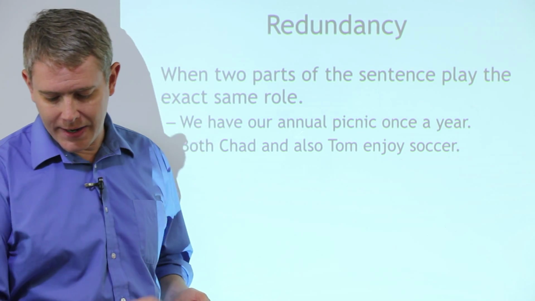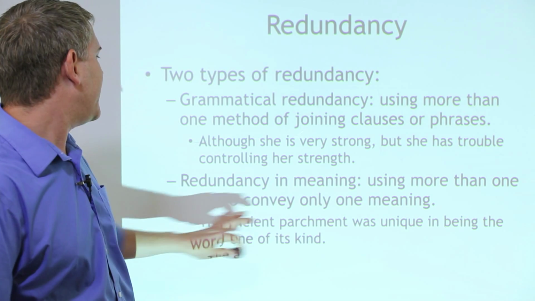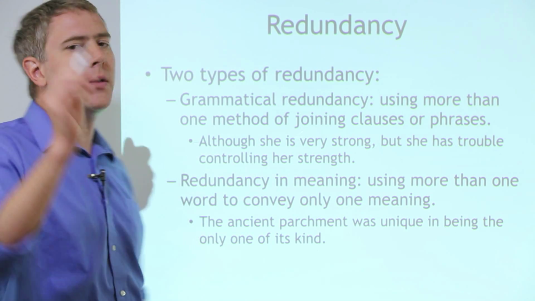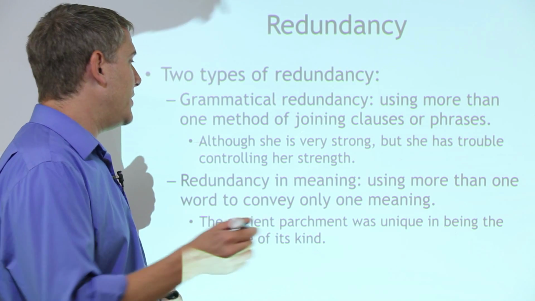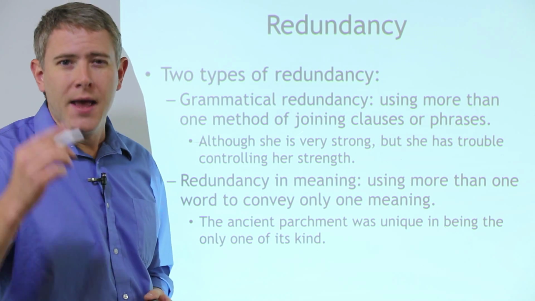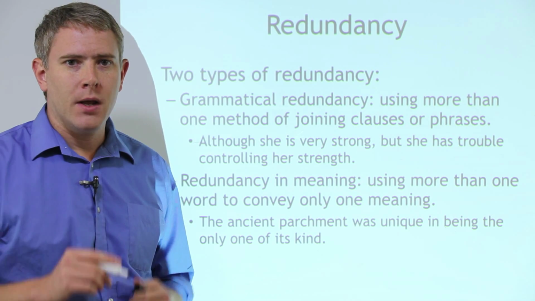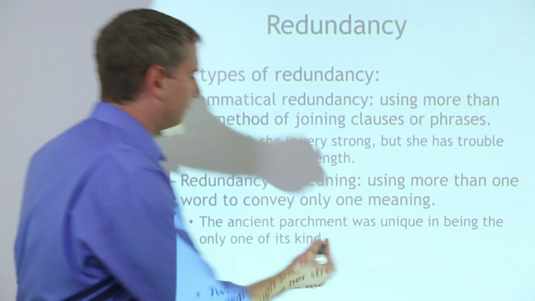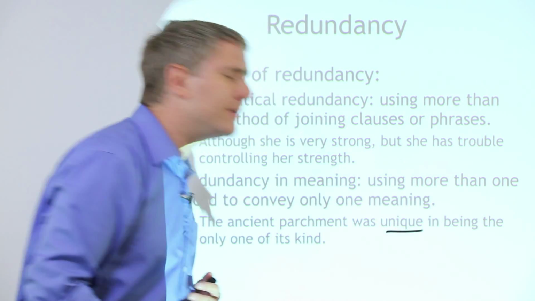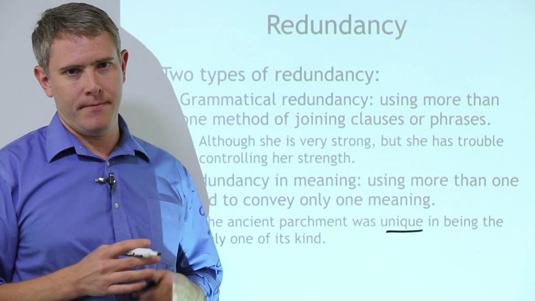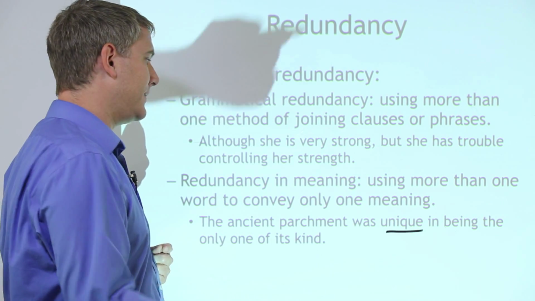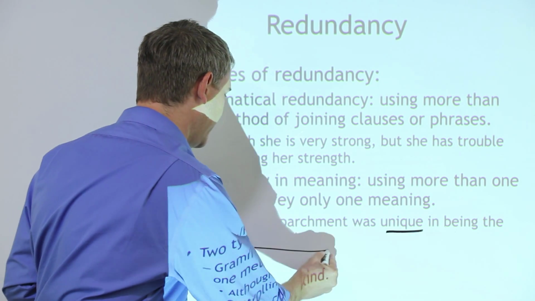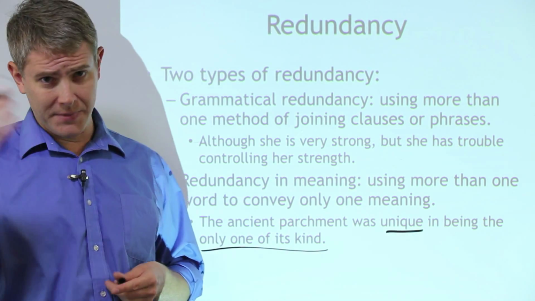So let's take a look at a slightly more nuanced example. The ancient parchment was unique in being the only one of its kind. This one's a little subtler. What's being tested here? The word unique means there's only one of them, so it's redundant to say it was unique in being the only one of its kind. Those mean the same things.